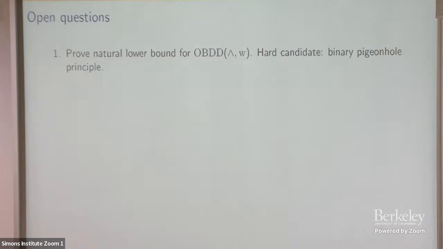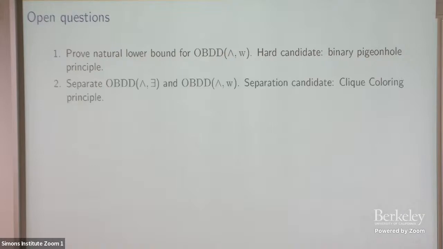Okay, and several open questions. First of all, I think it's interesting to prove a lower bound here for some natural formulas, and the natural candidate is the binary pigeonhole principle. Also, it is interesting to separate the weakening rule and the projection rule. The main question is to prove a lower bound for this, or, more interesting, for just the semantic calculus of advanced branching programs.